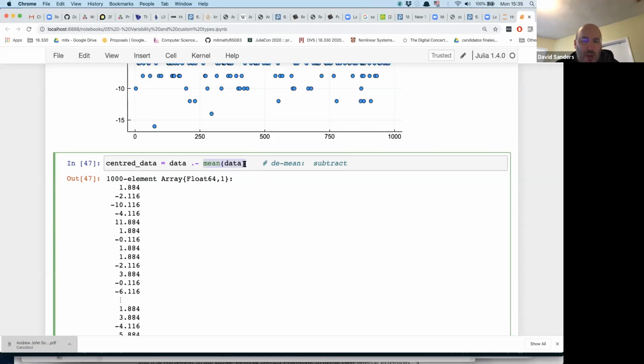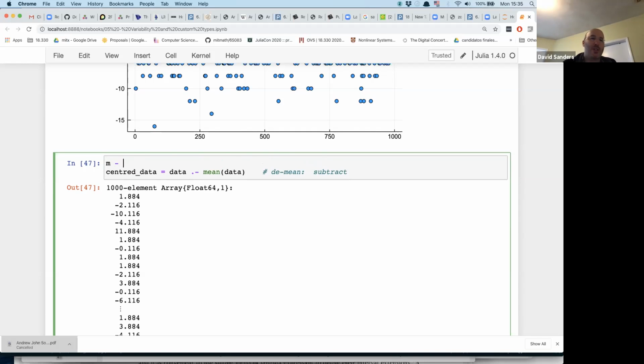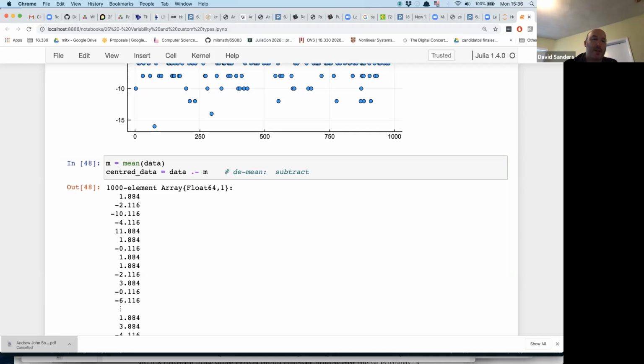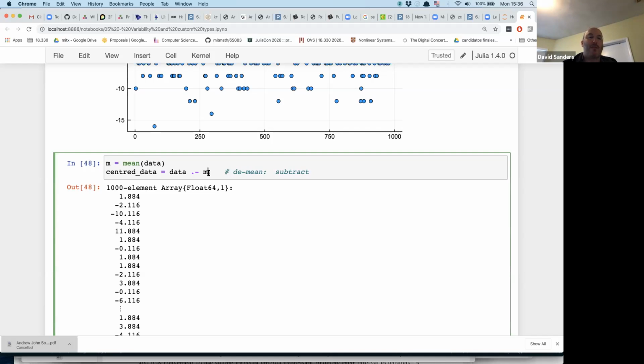Okay, so I always worry about whether this is calculating the mean of data at each iteration, each step through. I presume it's not. Does anybody know about that? If you're worried about that, you can just do it beforehand: m equals mean of data, and then just element-wise subtract m from the data. Okay, so then we have some new data called centered data.